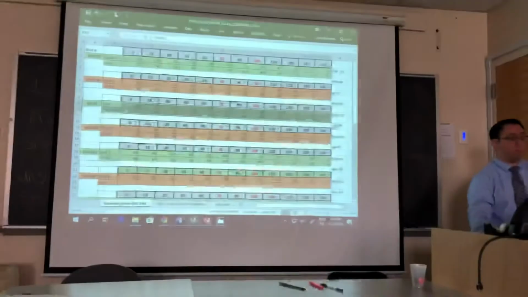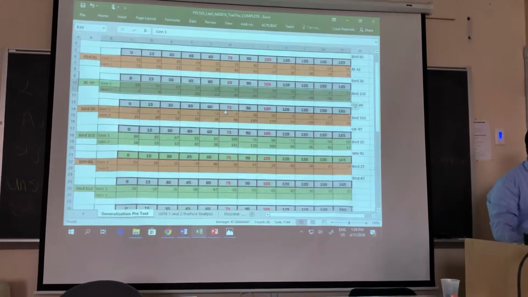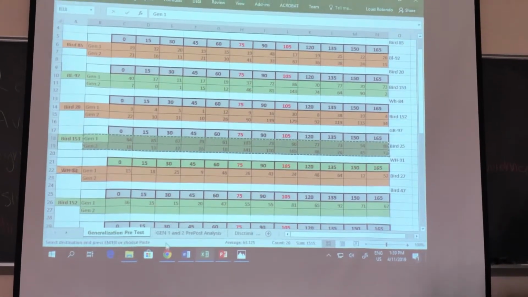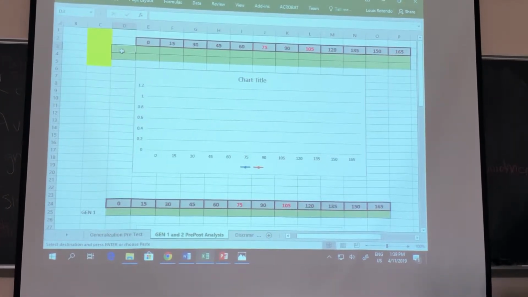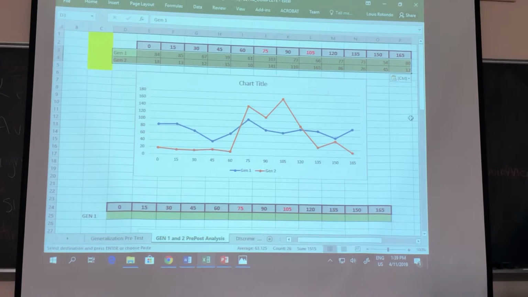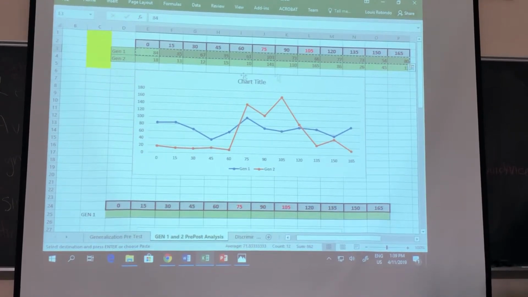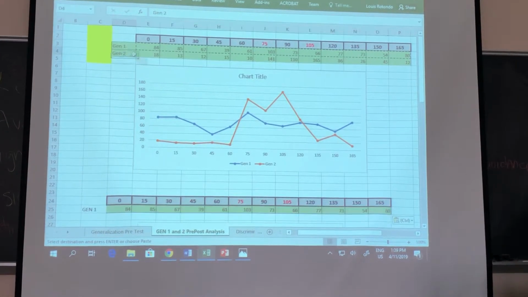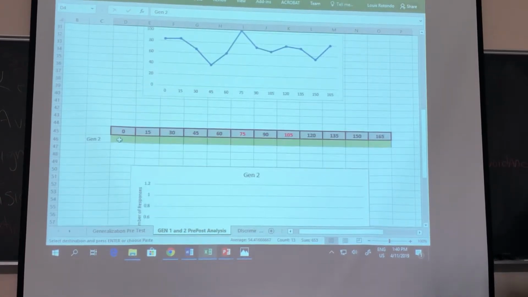Results, which you now have from the generalization test, sessions 1 and 4. What you'll do is copy the green and paste it in the top part here. You'll then take Gen 1 and paste it here. You'll then take Gen 2 and paste it here.